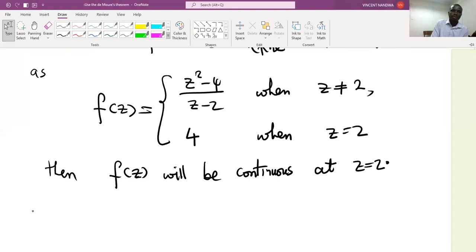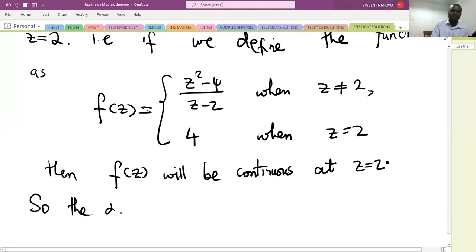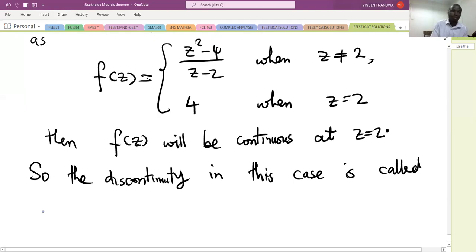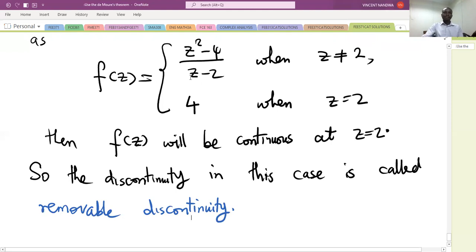So the discontinuity in this case is called removable discontinuity because you can remove the discontinuity by redefining the function. It's called removable discontinuity. So that's how we are supposed to solve that problem. Thank you.